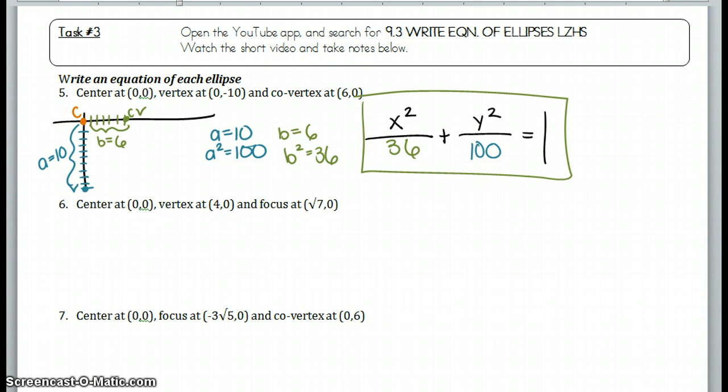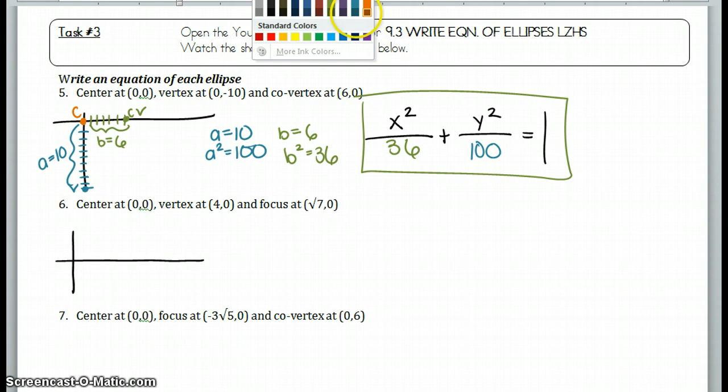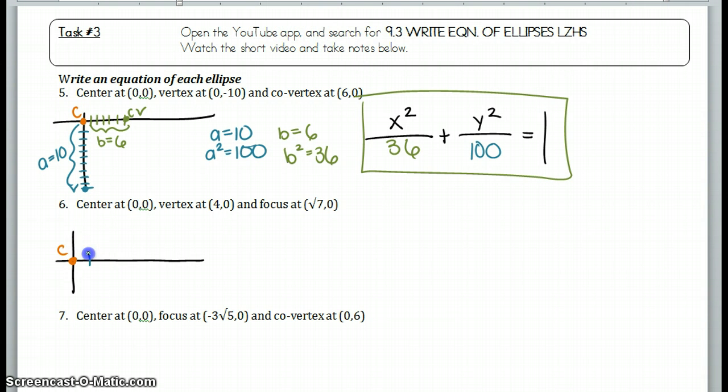Let's look at number 6. Given a center of (0, 0), a vertex at (4, 0), and a focus at (√7, 0), again, I'm going to start by plotting the different values. So here's my center, here's my vertex, and the focus, square root of 7 is about 2.6. So that would be somewhere roughly here.